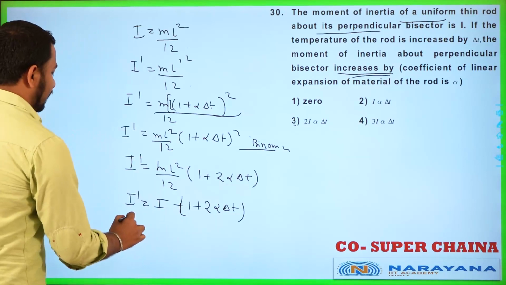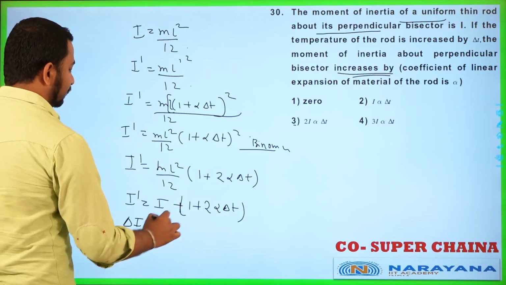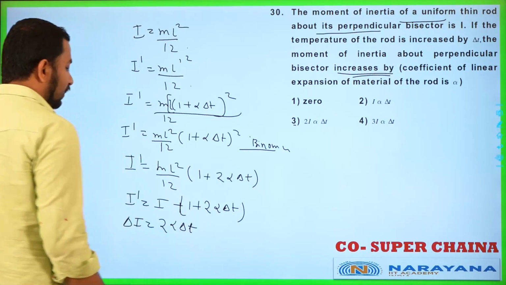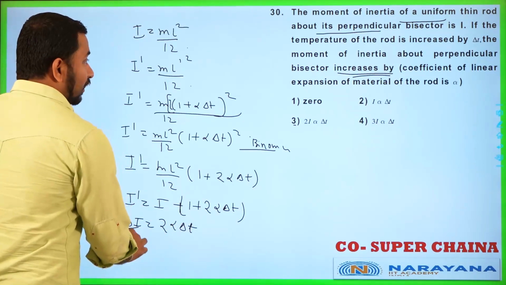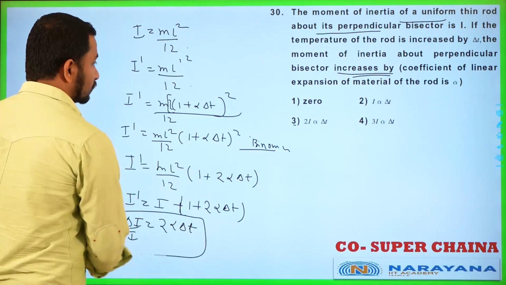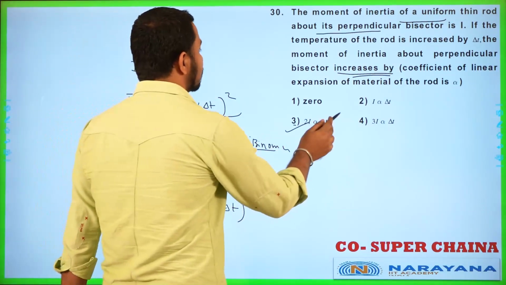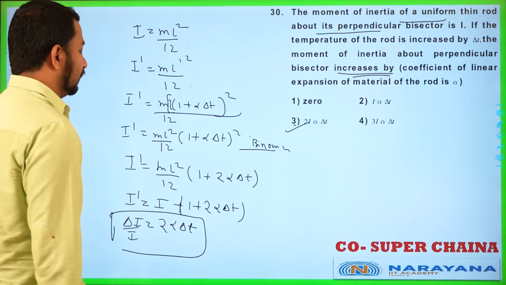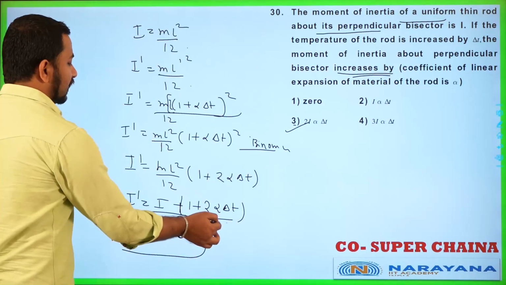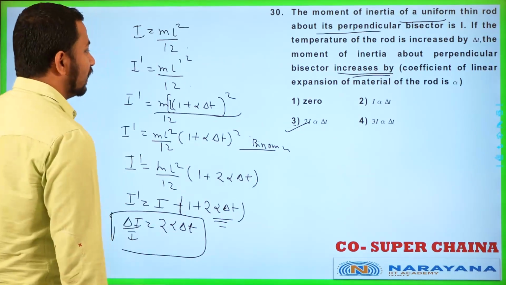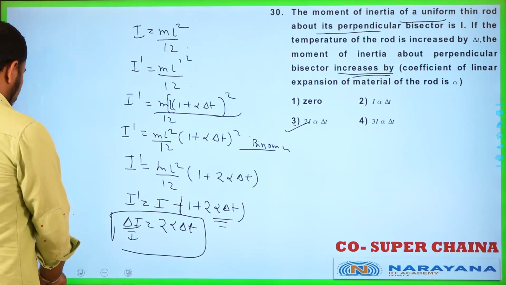So you can find delta I from here. This will be nothing but 2 alpha delta T, that is delta I by I, and similarly you can find the percentage change also. So the answer for this is 2I alpha delta T. Okay, so it is clearly visible here that the change will come as 2I alpha delta T. Let's move to the next one.